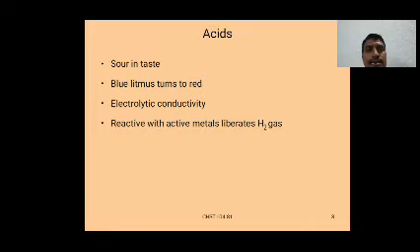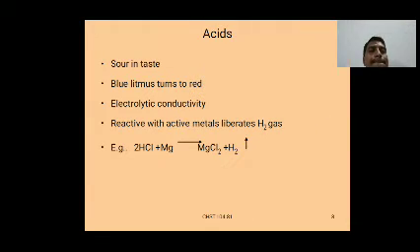Like HCl reacts with metals like potassium, magnesium, zinc, sodium, and then it liberates hydrogen gas. HCl reacts with magnesium to form magnesium chloride plus hydrogen gas: 2HCl plus Mg gives MgCl2 plus H2. These acids react with metals and liberate hydrogen gas.